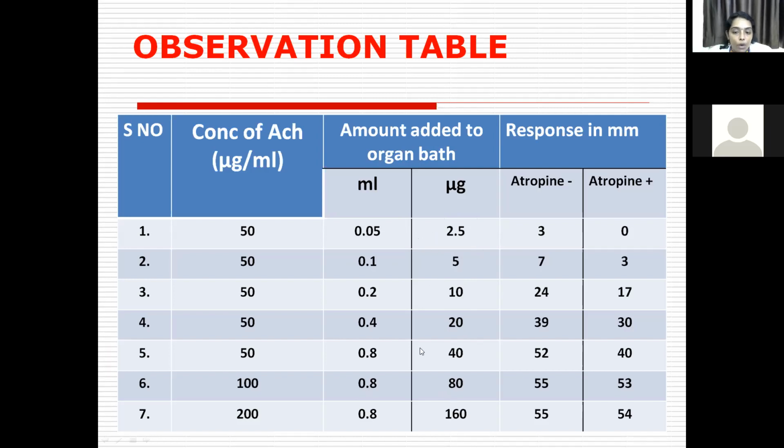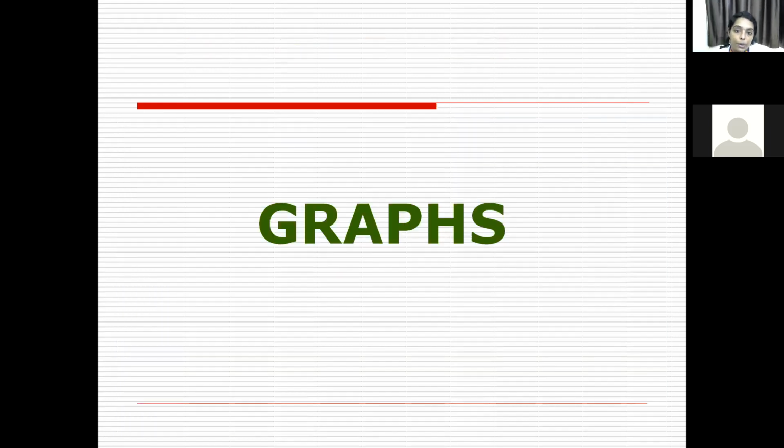So now what you have to do with these doses, you have to calculate the log value of 2.5, 5, 10, 20, 40, 80 and 160. You have to calculate the log values of these doses and plot these log values on the x-axis of the log dose response curve. So now let us go to the log dose response curve.